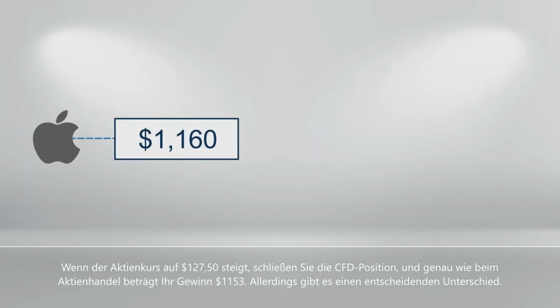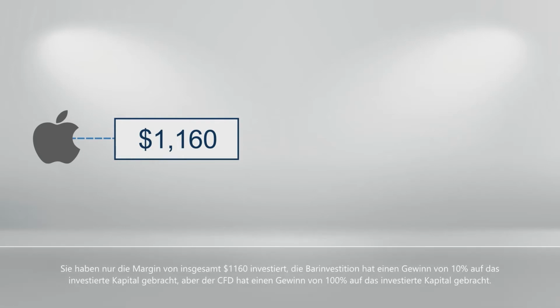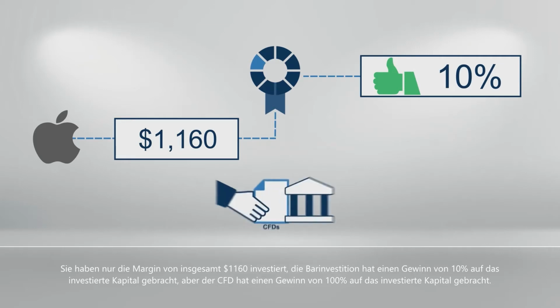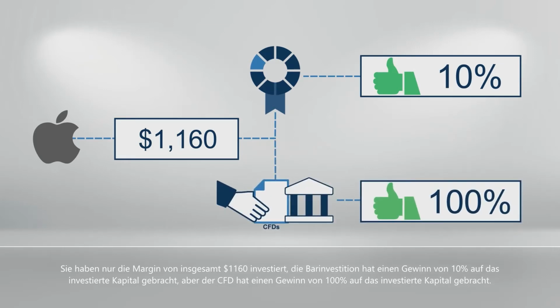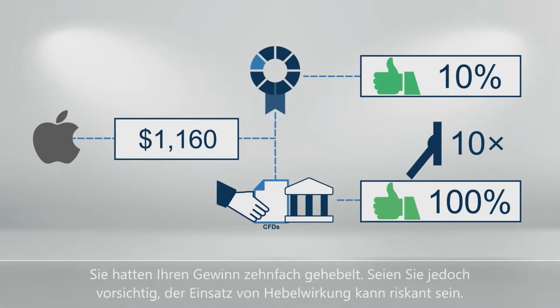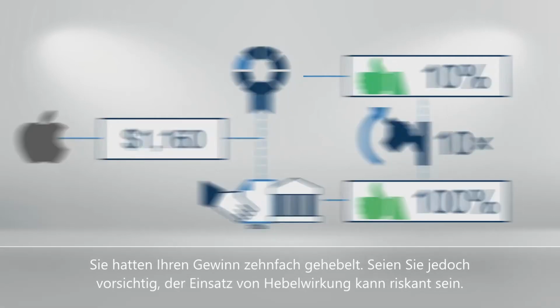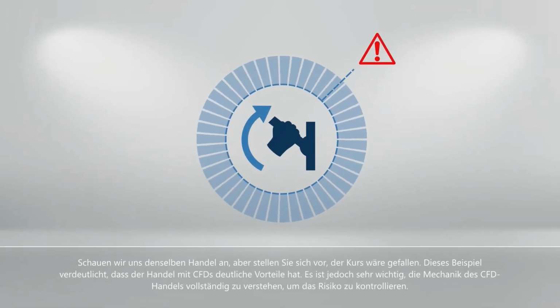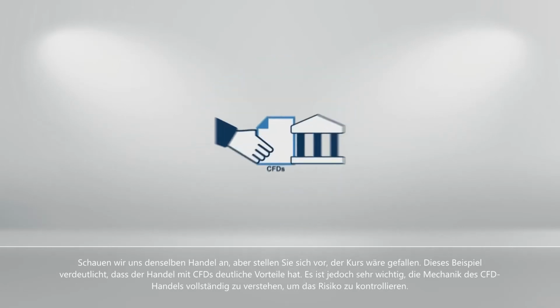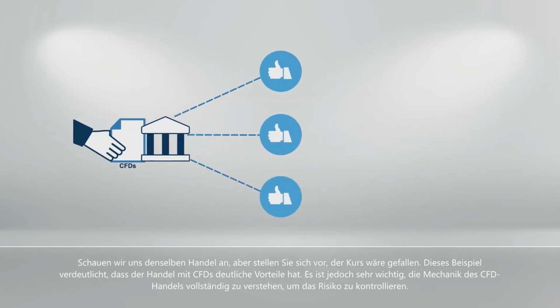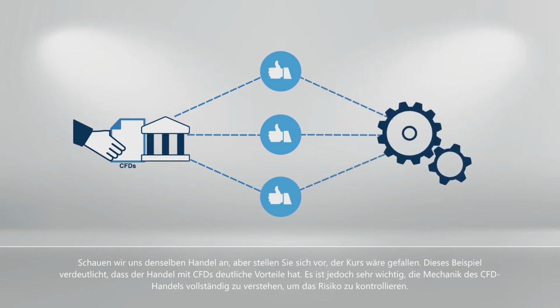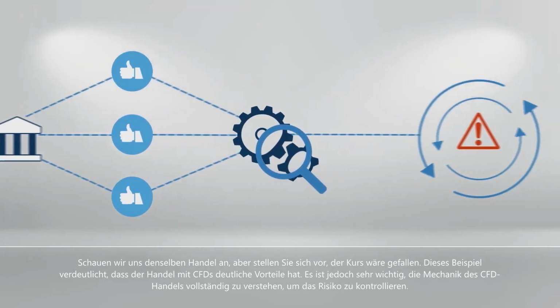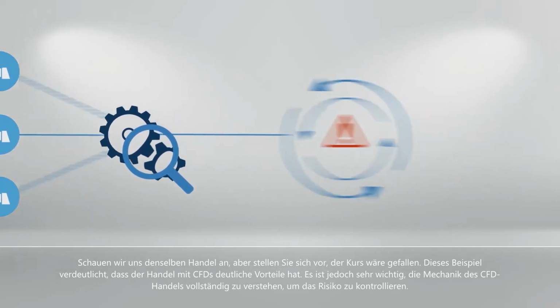However, there is a key difference. You have only invested the margin total of $1,160. The cash investment created a profit of 10% on capital invested, but the CFD investment has provided a profit of 100% on capital invested. You have leveraged your profit 10 times. Beware though, the use of leverage can be risky. Let's take a look at the same trade, but imagine the price went down. This example illustrates clearly that trading CFDs has distinct advantages. However, it is very important to fully understand the mechanics of CFD trading in order to manage risk.